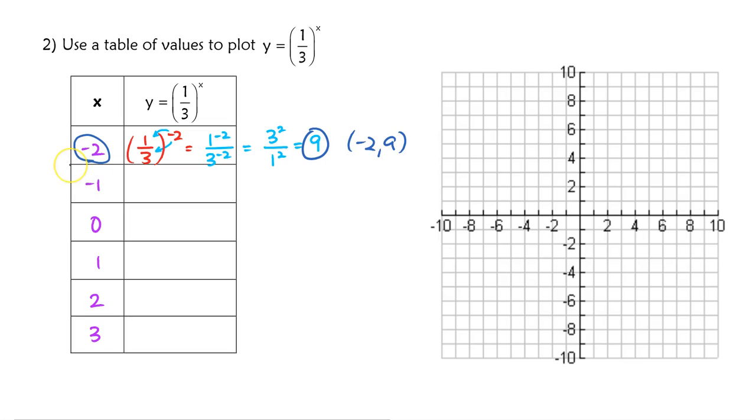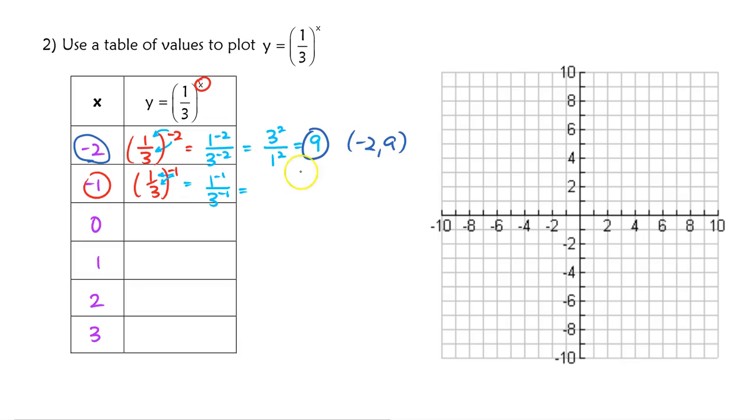Okay, let's fill out the next value. When I plug in -1 for the x, I would end up with 1/3 to the -1st power. And again, I'm going to distribute that -1st power to both the top and the bottom, the numerator and denominator, to get 1 to the -1st over 3 to the -1st. Once again, both of these are unhappy.